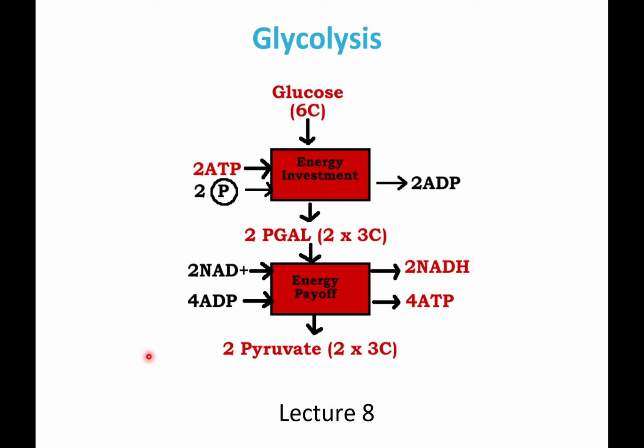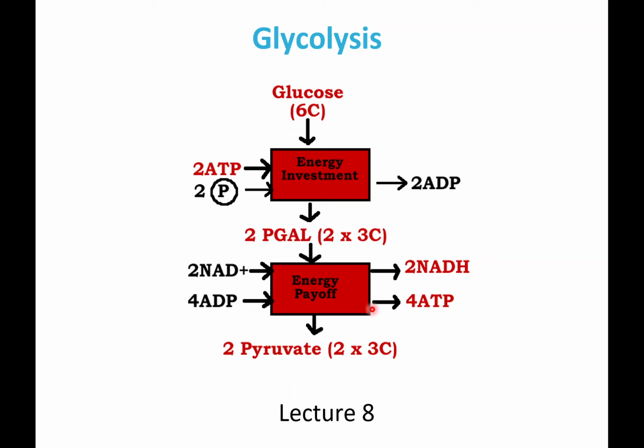But I like this figure on the title slide because it gives you a good overview of what's going on. You can break glycolysis down into two parts. The first part is an energy investment part where you're actually putting in energy in the form of ATP, right? And in that part, you're taking glucose, which is a 6-carbon sugar, and you're breaking it down into 2 3-carbon sugars. Okay. So that's the first part.